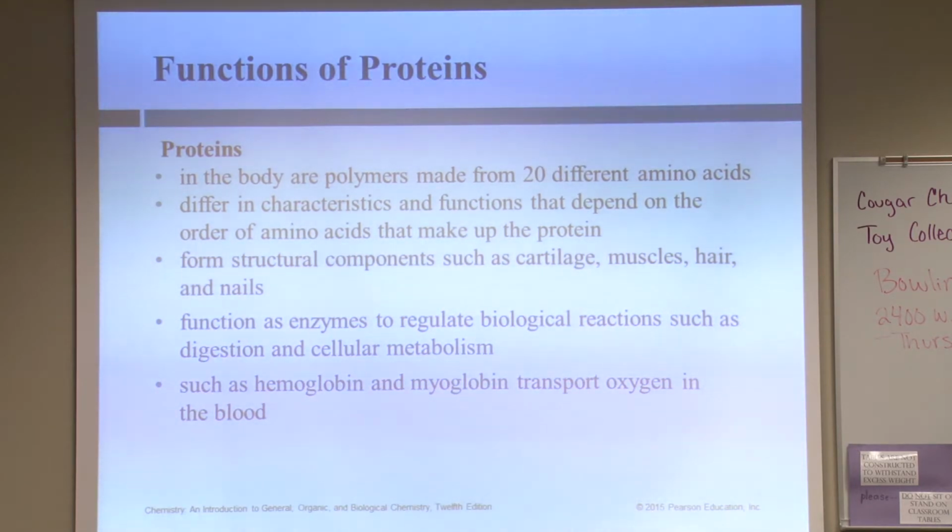Proteins serve as structural components such as cartilage, muscles, hair, and nails. They also function as enzymes to regulate biological reactions, digestion, and cellular metabolism. In transporting oxygen in blood, hemoglobin is also a protein. Hemoglobin helps in the transportation of oxygen in the blood. So proteins have various functions.